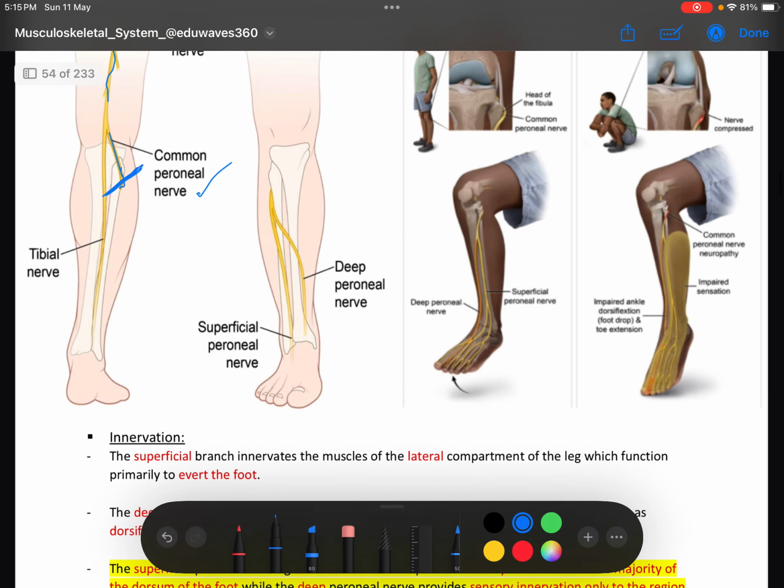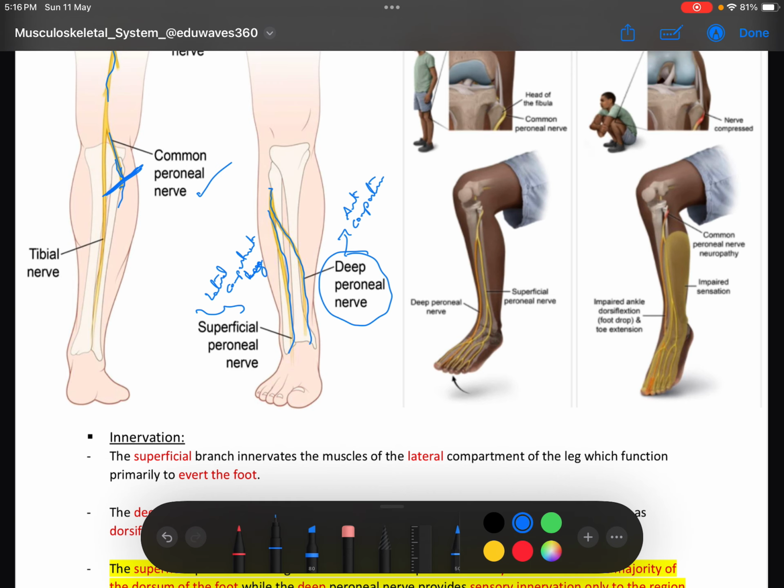In the second image, the common peroneal nerve is going anteriorly, and from there it divides into two parts, this one and this one. Here we can see the deep peroneal nerve, mostly in the anterior compartment of the leg. Next, the superficial peroneal nerve, which we can see in the lateral compartment of the leg.